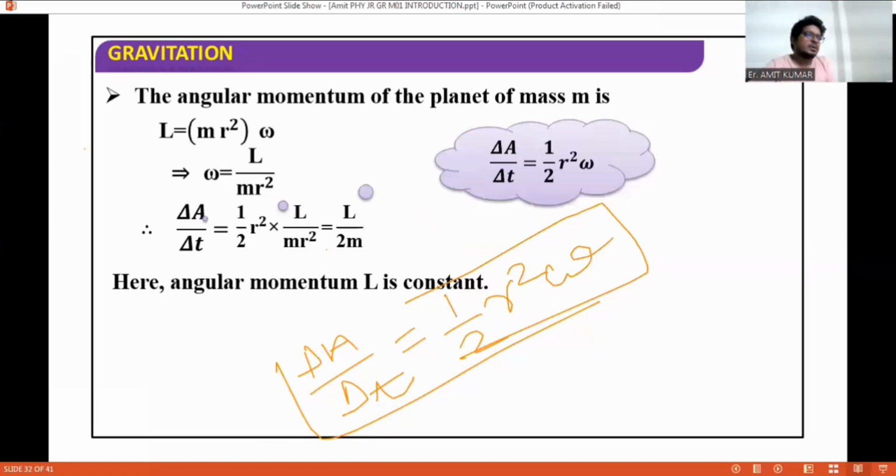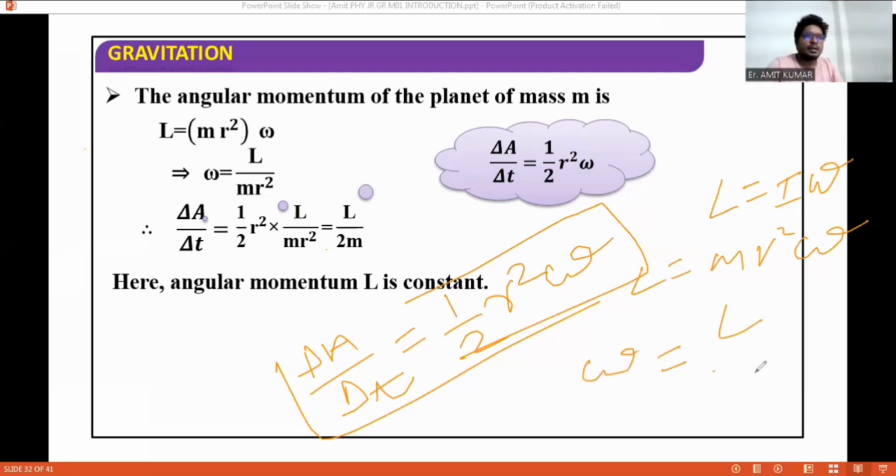What is angular momentum? The angular momentum of any planet of mass m is I into omega. Basic, go through the basics. L equals I into omega, and what is I? M R square. So m R square into omega equals L. From here, what is omega? Omega is L by m R square. Yes or no?